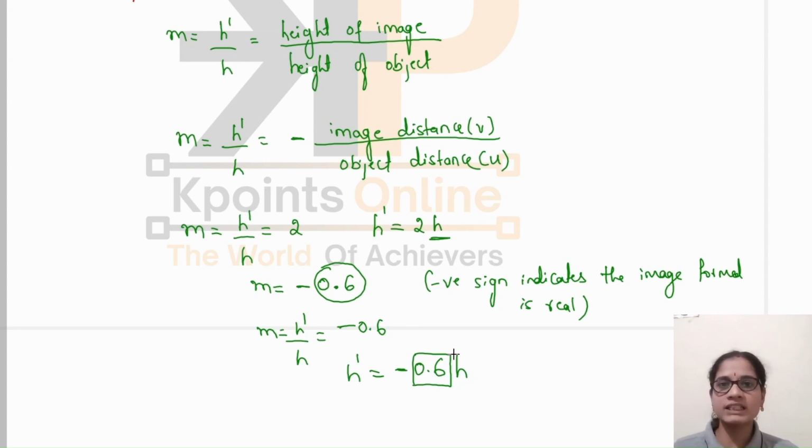If it is more than 1, it indicates that the image is magnified. If it is less than 1, it indicates that the image is diminished. If it is equal to 1, it indicates that the image has the same height as that of the object. Yes, this is the information that we are going to get from the value of m, because of which we have said that it gives the extent to which the image is magnified, whether it is diminished or it is enlarged in this way.